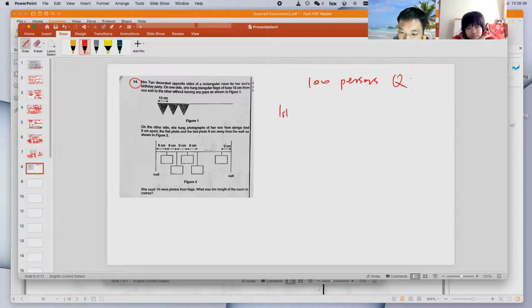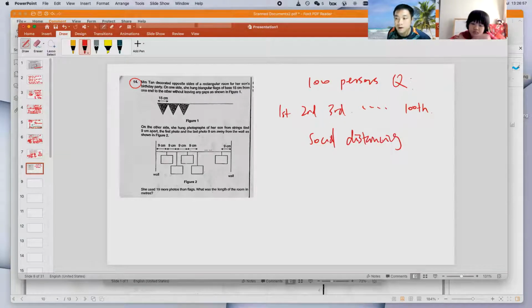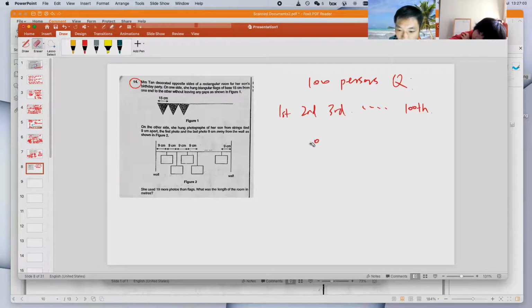So basically, this is the first, the second, third, and then of course, to 100th. And you know, right? These days they talk about social distancing. By the way, what's the social distancing distance? 1 meter. Very good. So because of social distancing, there should be 1 meter apart between each person.